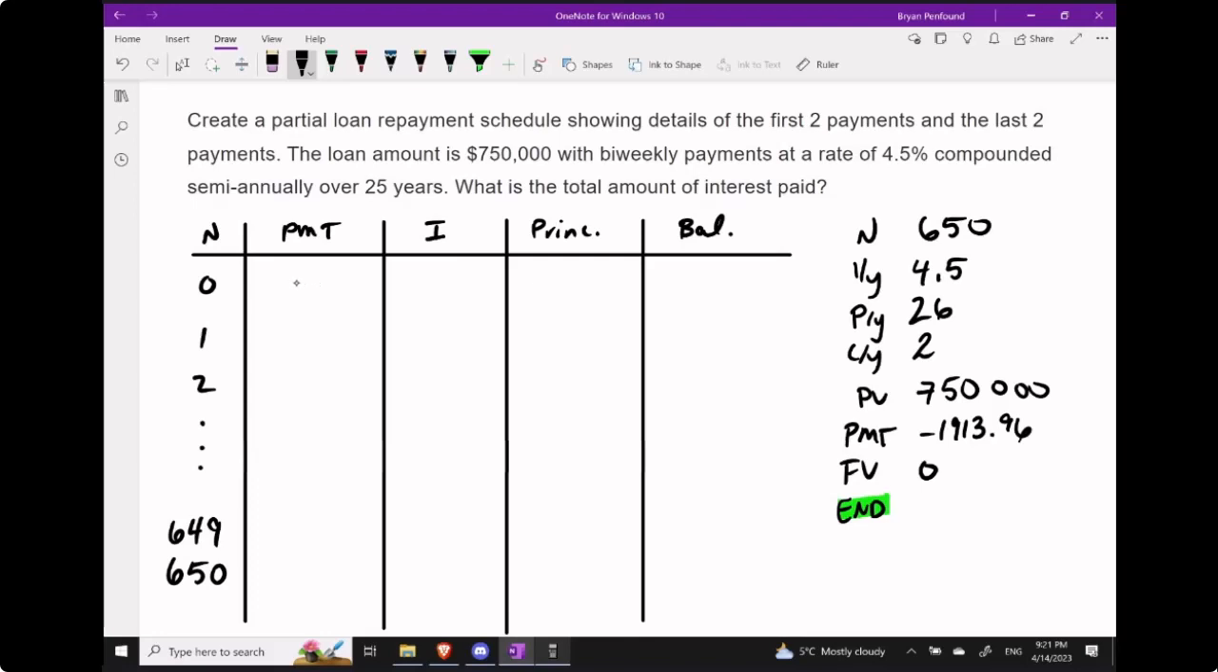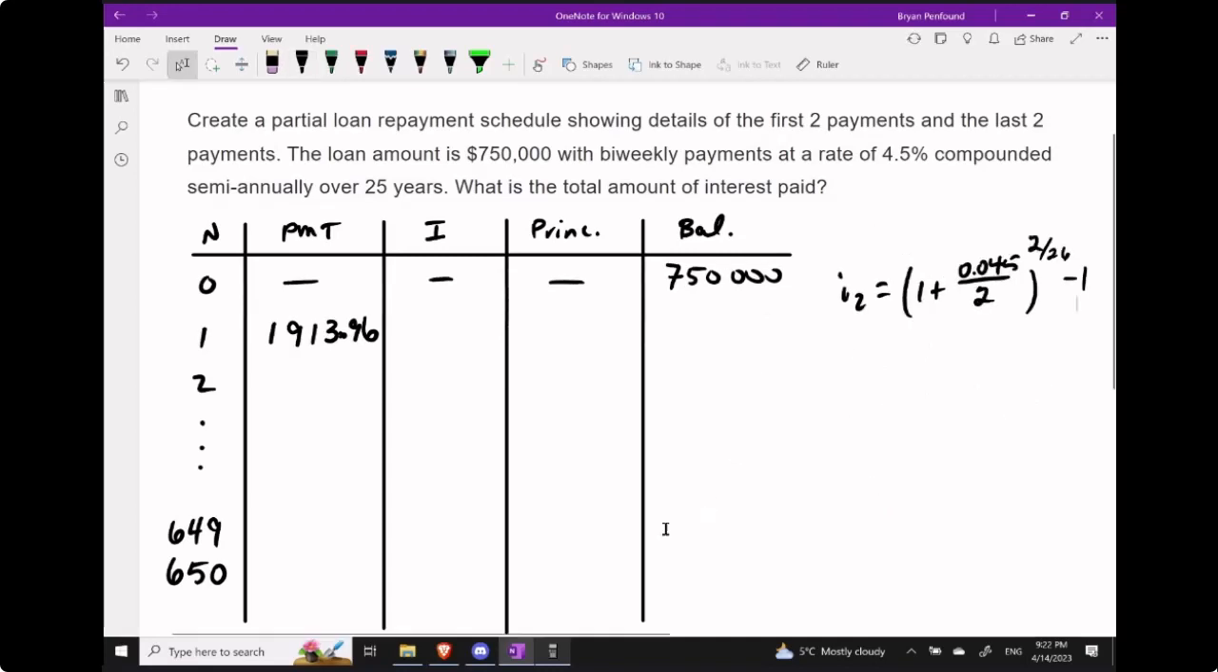Now we can start filling in some of the rows inside of our repayment schedule. Of course, we know in row 0, we just begin with our principal amount of $750,000. In row number 1, we are going to apply a payment of $1,913.96, and we need to figure out how much of that is going to be the interest and how much of that is going to be the principal.